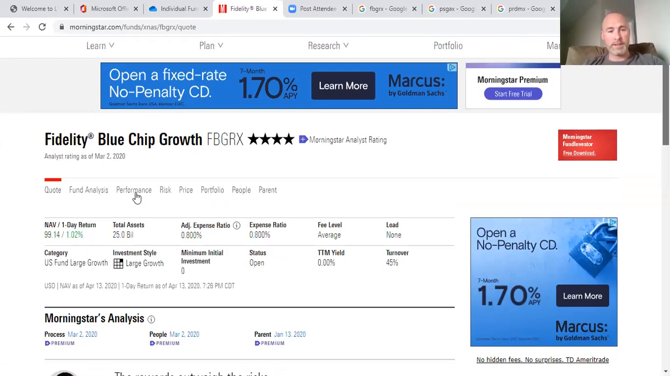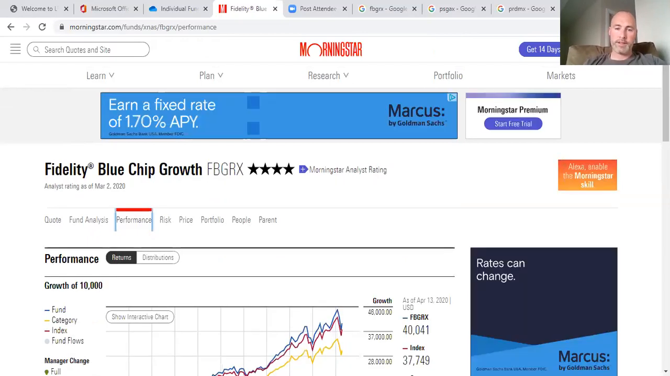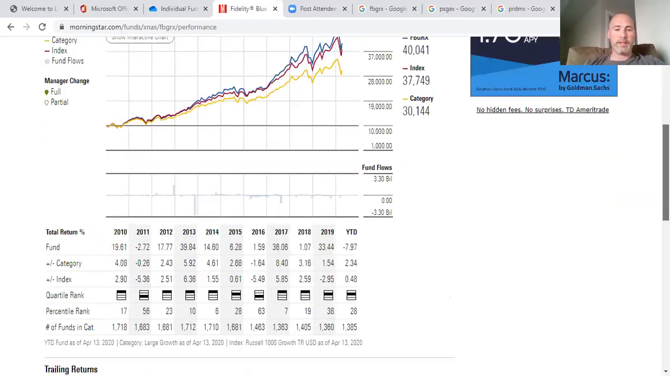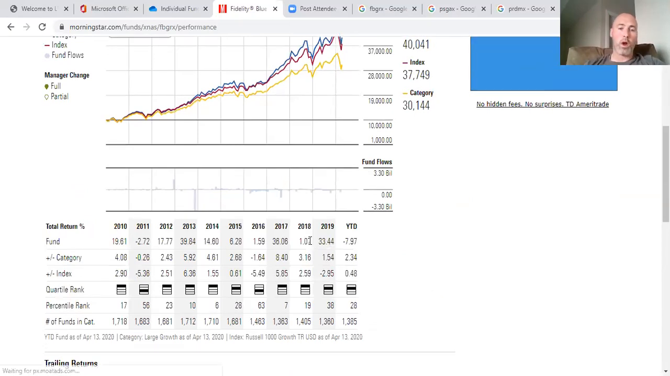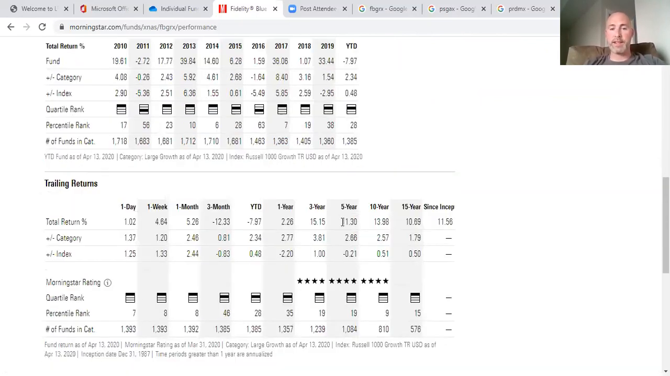If we take a look at performance, some of the things that you want to look at in a mutual fund is, if I scroll down, you can see last year it made 33%, the year before that 1%, 2017 36%, 2016 1%, a lot of highs and lows, okay? But if you take a look at the 5-year rate of return, it's average double digits, 11.3%. The 10-year rate of return, almost 14%. The 15-year rate of return, even including the housing market collapse of 2008, 10.7%. That's pretty darn good considering the housing market collapse.